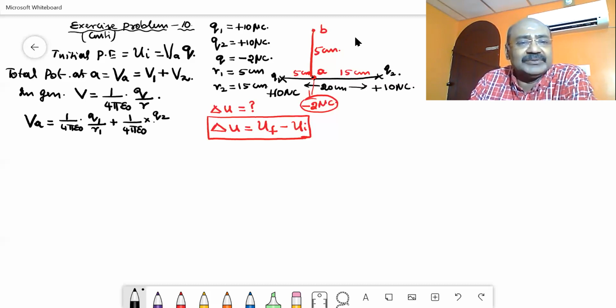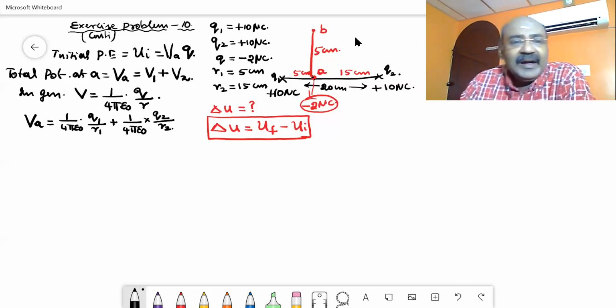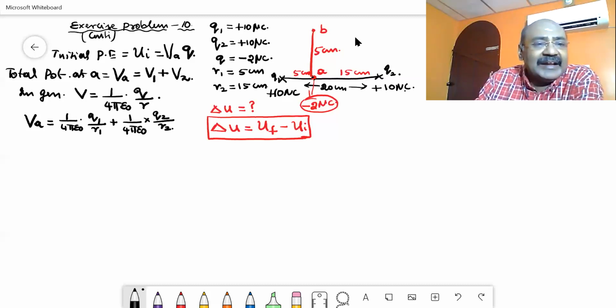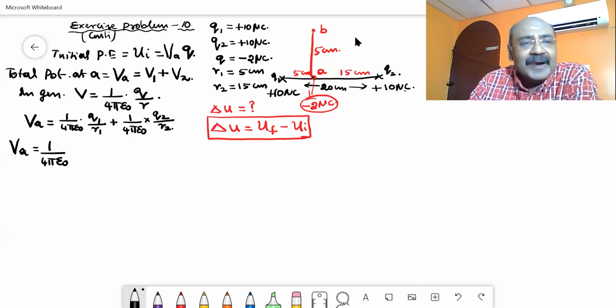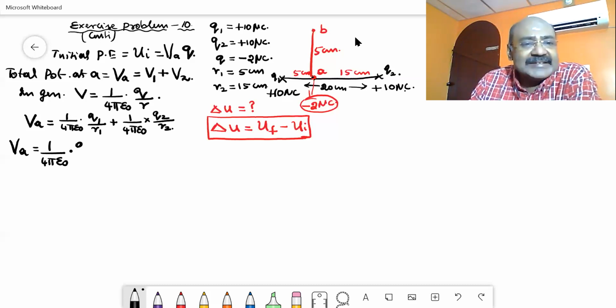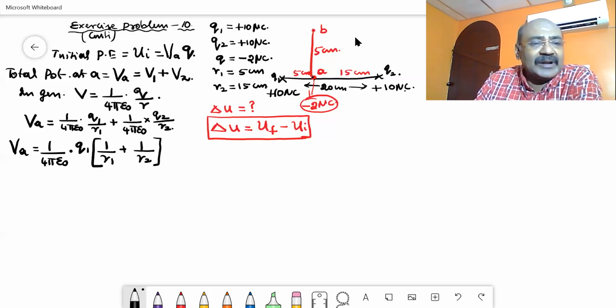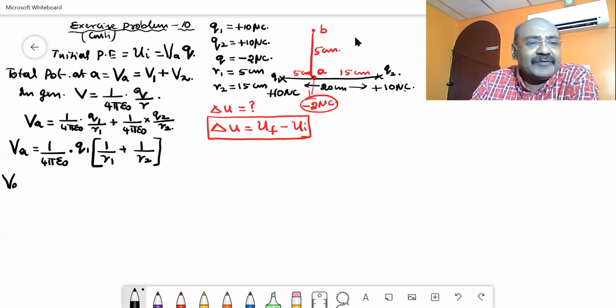divided by R2. Here you see Q1 and Q2 are of the same value, and 1 by 4 pi epsilon 0 is also the same value. So I am writing VA equal to, taking common, 1 divided by 4 pi epsilon 0 into Q1, as both Q1 and Q2 are of the same value, multiplied with 1 divided by R1 plus 1 divided by R2. So now you substitute the potential at A equal to 1 by 4 pi epsilon 0.